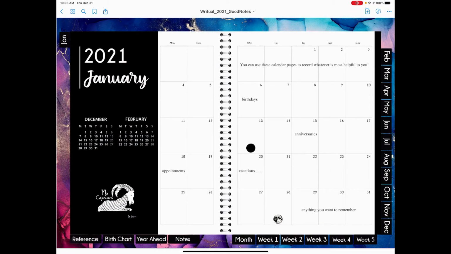Each month of the calendar or of the planner has a calendar view. You can use this for anything that is helpful to you. For me, in my life, I find it useful to record things like birthdays and anniversaries, vacations, big events that I want to remember and maybe look back on and reflect on what cards I was pulling on the days that something big happened. It also just helps me, I don't know, keep track of my life, I suppose.